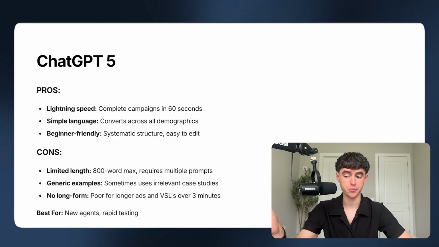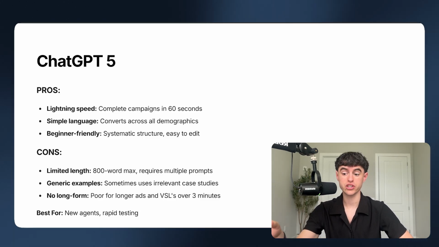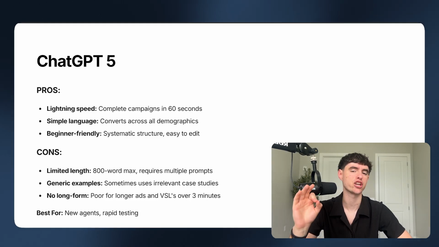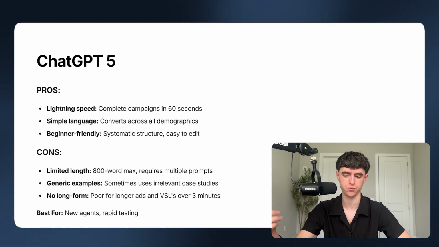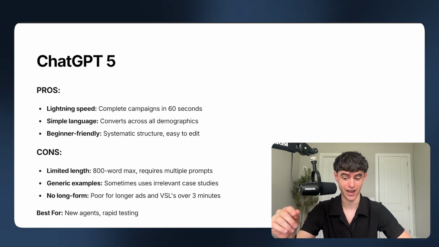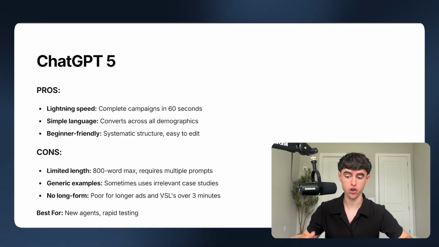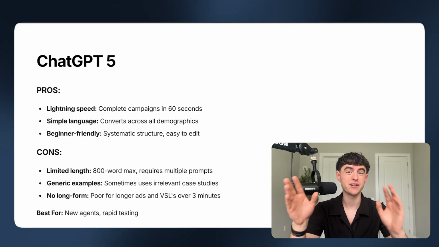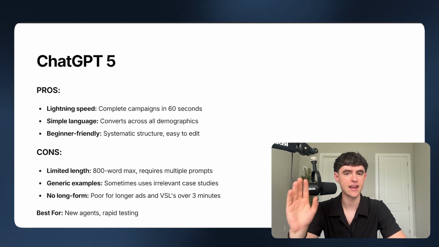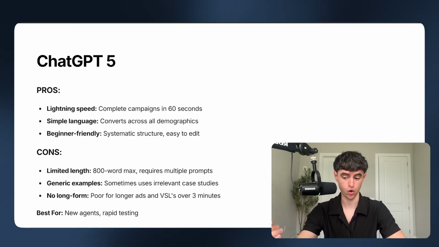First up, we have ChatGPT 5. The pros of using ChatGPT 5 are a couple of different things. Number one, the speed is extremely fast. You can literally complete entire campaigns in under 60 seconds. It uses simple language, which means it converts across all different demographics. And it's extremely beginner friendly, meaning that if you were to start as a new agent today and you want to rapid test some new ad creatives, it has the entire systemic structure and it's extremely easy to edit in order for you to accomplish your goals.